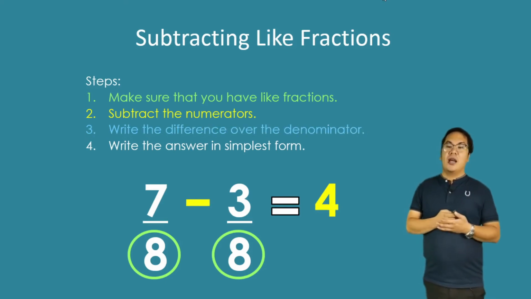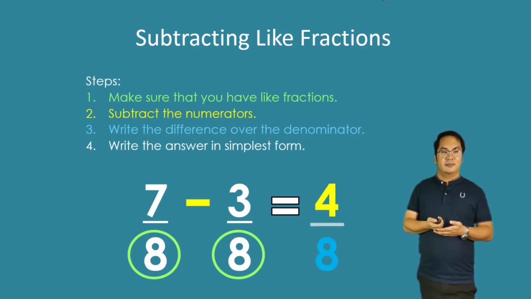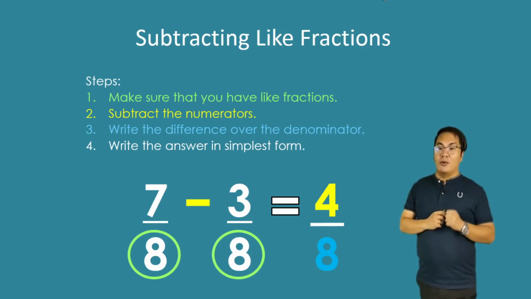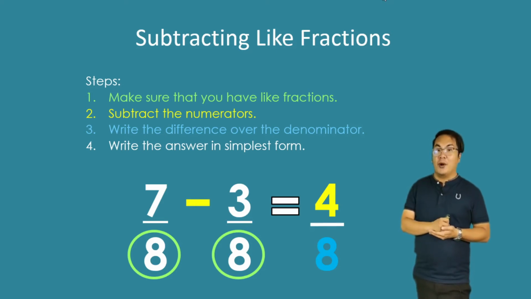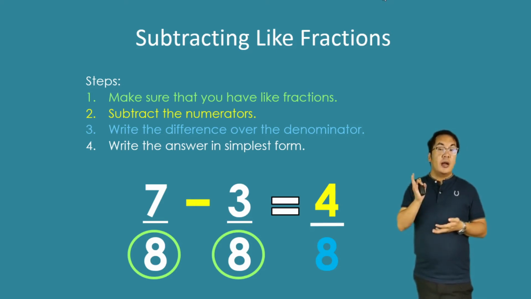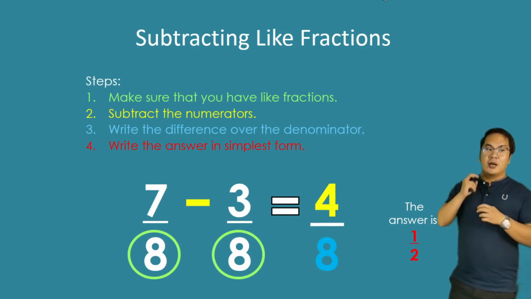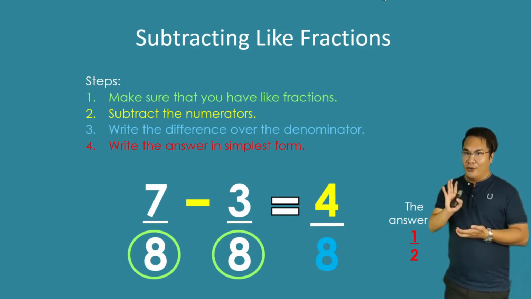Third step, write the difference over the denominator. Okay, so you have 4 over 8. The last step is applicable in this situation. We all know that 4 over 8 is not a prime number, and 4 over 8 can be reduced to the lowest term. So 4 over 8, what's the final answer? Very good. We have 1/2 because 4 over 8 is divisible by 4.